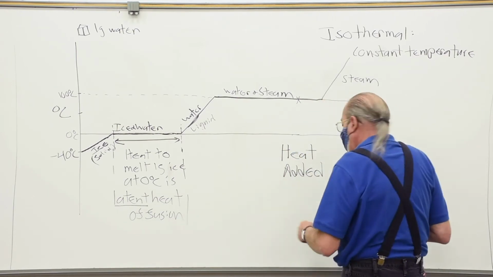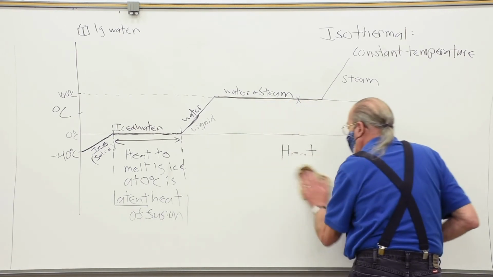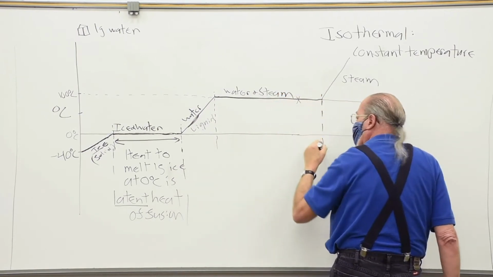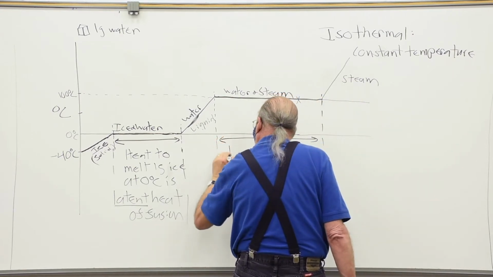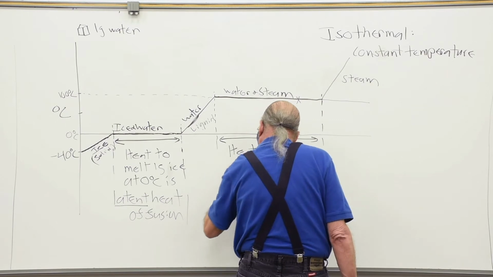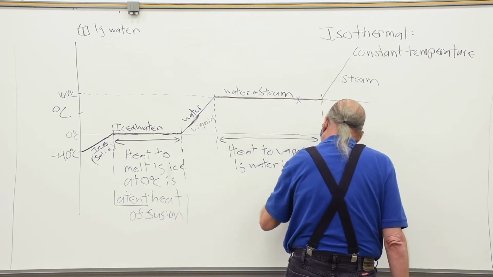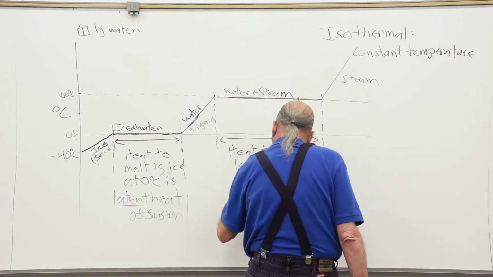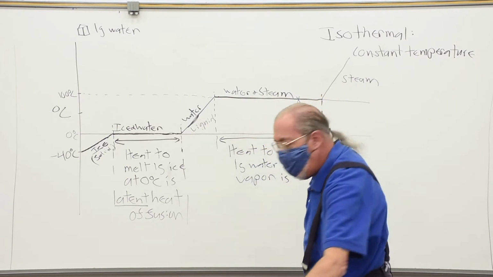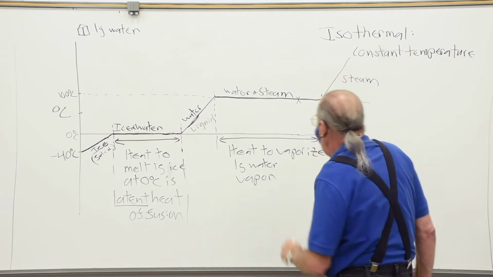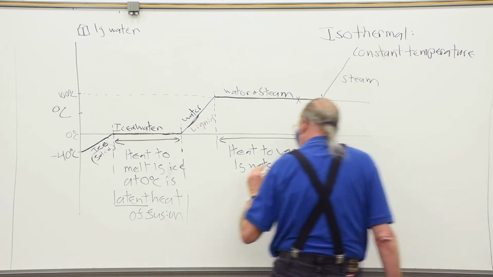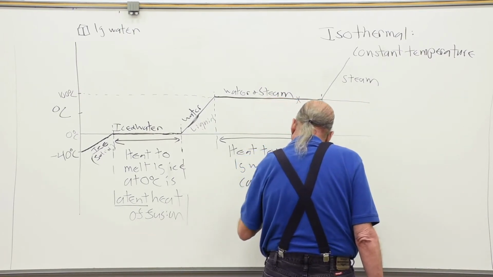Now, once you get up to here, we now have the same thing taking place, that once we get the water up to the boiling point, the extra heat we have to add, the heat to vaporize 1 gram of water into water vapor or steam is, let's see, the heat to vaporize 1 gram of water at, first you have to get it up to the boiling point. The heat to vaporize 1 gram of water at 100 degrees C is called the latent heat of vaporization.